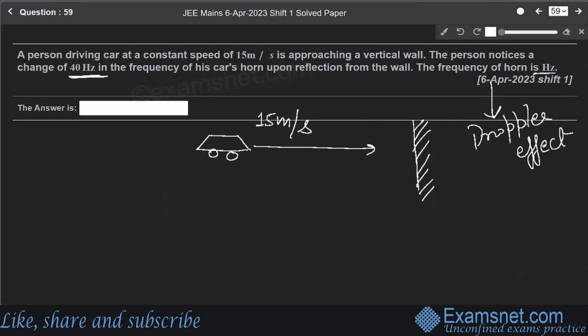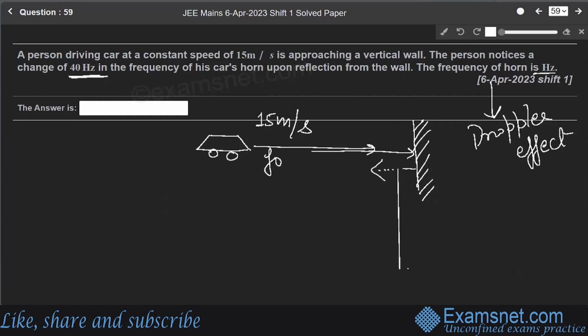So the car is heading towards the wall. Let us say the car's horn frequency is f naught. After striking the wall, we have to find its apparent frequency.